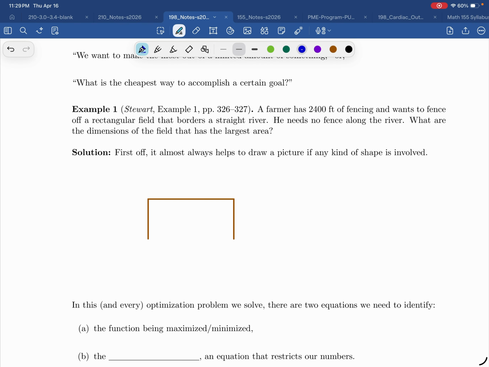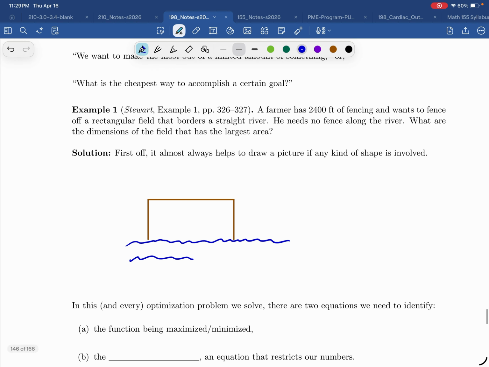And the wrinkle with this problem is that it's up against this river. So we really need only 3 sides of this fence. We need to use only 3 sides of fencing material. The 4th side will be the river, okay? And we want to maximize the area, right? What are the dimensions that have the largest area?